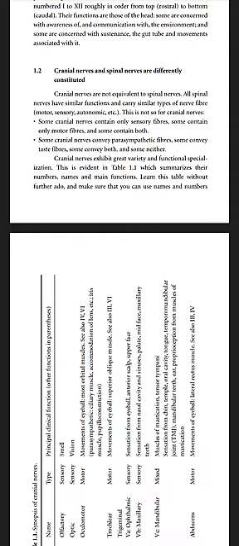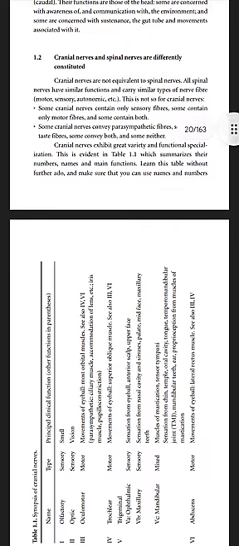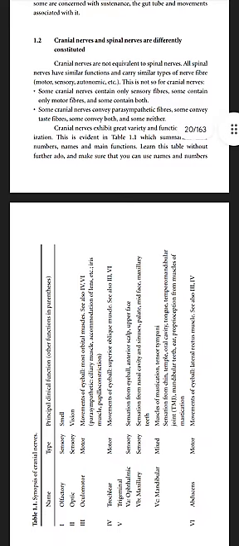All spinal nerves have similar function and carry similar types of nerve fiber: motor, sensory, autonomic, etc. This is not so for cranial nerves. Some cranial nerves contain only sensory fibers, some contain only motor fibers, some contain both. Some cranial nerves convey parasympathetic fibers, some convey taste fibers, some convey both, and some neither.